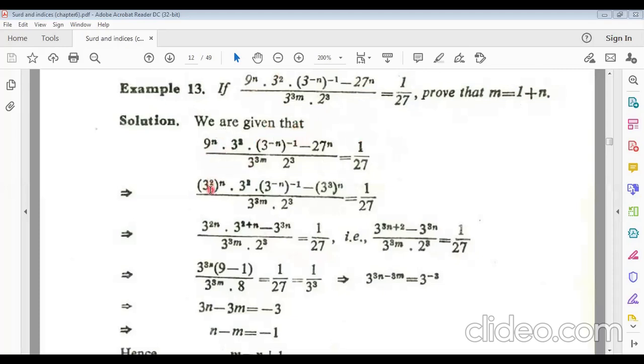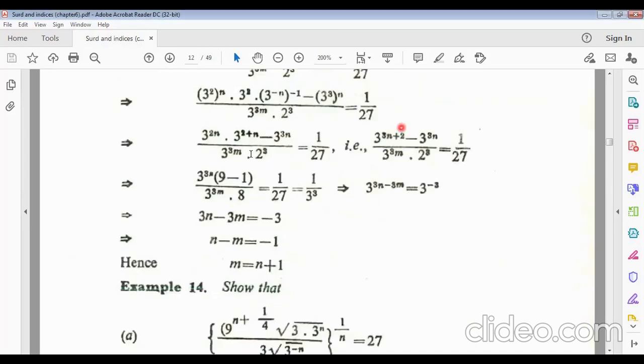Now this 9 can be written as 3 square. And this 3 square, 3 to the power minus n minus 1. Now 27 can be written as 3 to the power 3, that means 3 cube. Now 3 to the power thrice m and 2 cube, and 1 by 27 on the right hand side. Now power over power will be multiplied, twice n. And 3 to the power 2 and minus n minus 1 multiply n, 3 to the power n.